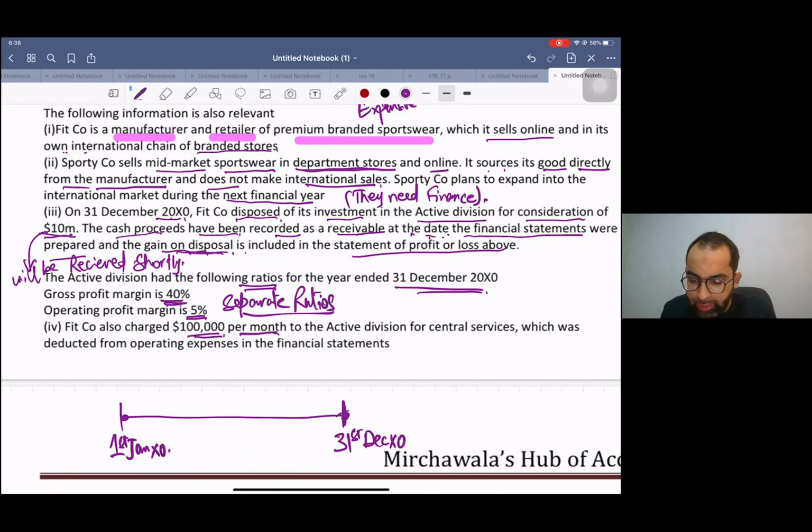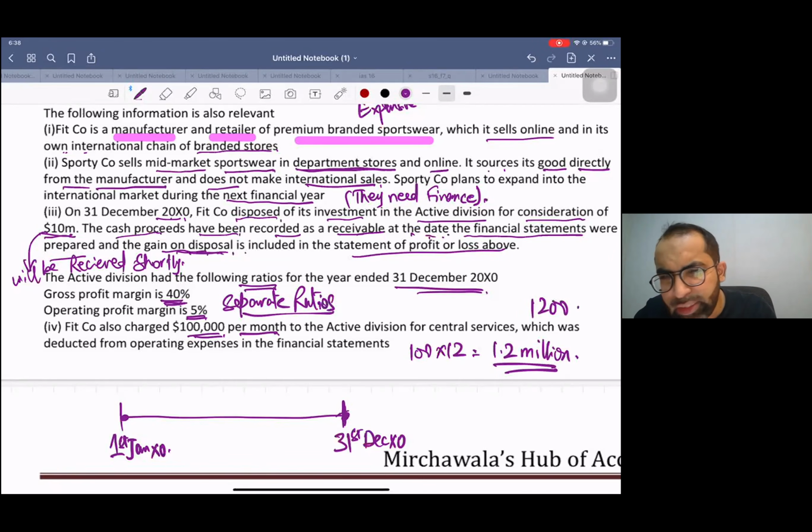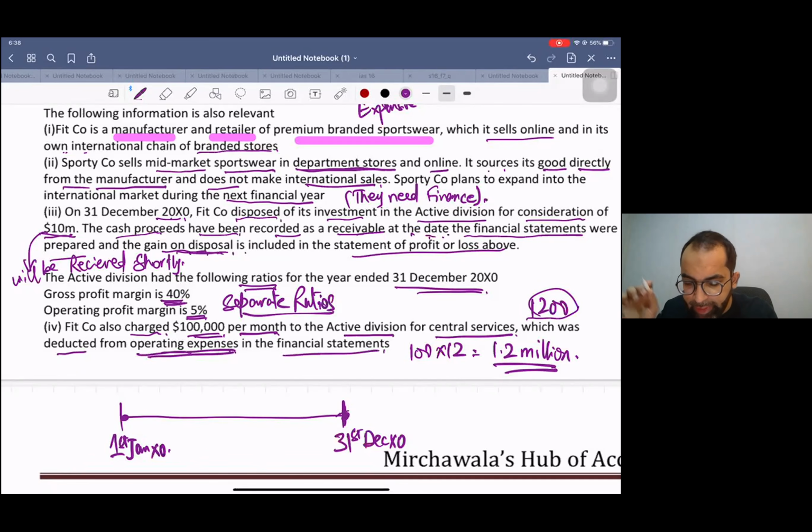Now Fit company also charges 100,000 per month. 100,000 per month means 100 multiplied by 12, there are 12 months in a year. That will become 1.2 million per year, and 1.2 million in our language is 1200, if we remove three zeros. So Fit company also charges 100,000 per month, that is 1.2 million per year, to the active division for central services, which was deducted from operating expenses in the financial statement.